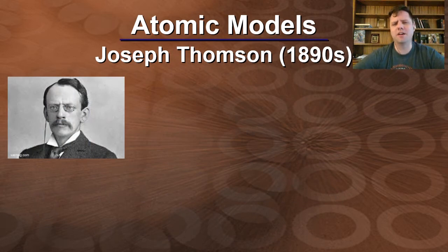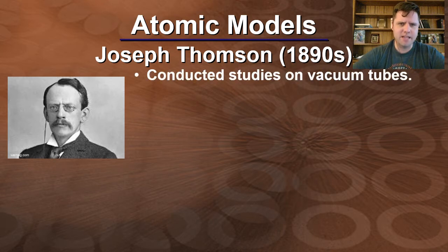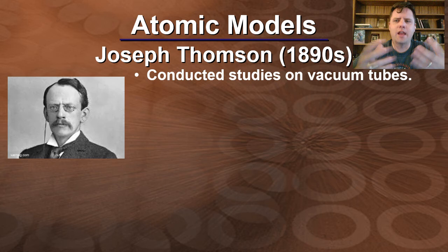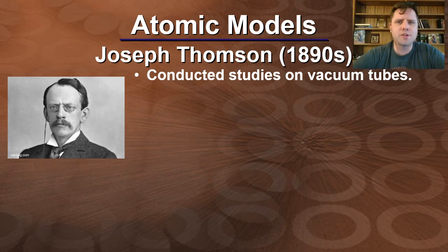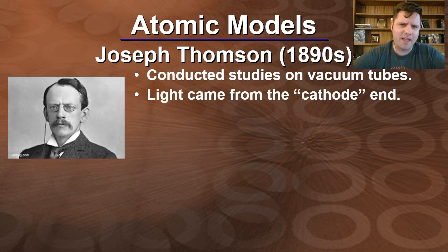After him comes along Joseph Thomson in the 1890s. Now, at this time, they had developed these things called cathode ray tubes or vacuum tubes, where they would insert a gas inside of a vacuum chamber, and they would put electrodes on either side of it, and they would notice that they could pass a current of electricity through that gas. And so Joseph Thomson is studying these effects, and he sees, obviously, that light comes from one of the ends, the end that was referred to as the cathode end.